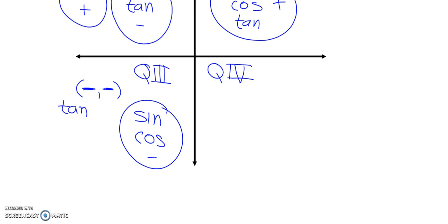Tangent being y divided by x, that's a negative divided by a negative. Negative over negative will be a positive. So a tangent theta that has a terminal side in quadrant 3 will always be positive.